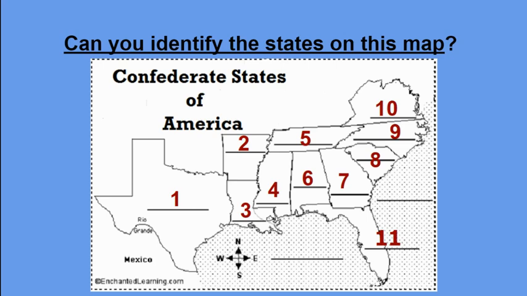Can you identify the 11 Confederate states? Look at this map. Look at the numbers. Take a minute. You should be able to identify each of the states on the map. If you can't, make sure you study them. You need to know the Confederate states.